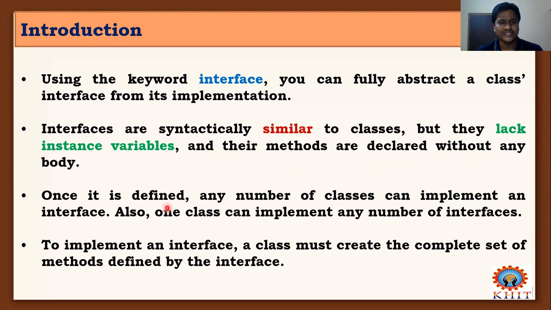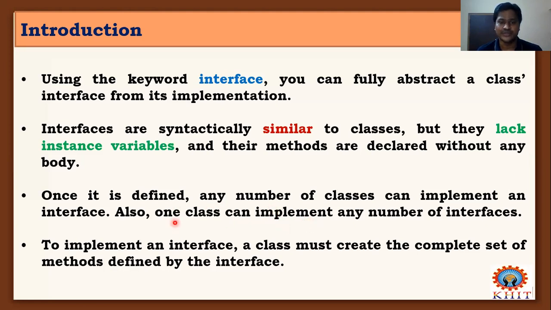Once the interface is defined, any number of classes can implement that interface. That means any number of classes can implement a defined interface. Also, one class can implement any number of interfaces. In the same way, one class can implement many interfaces.